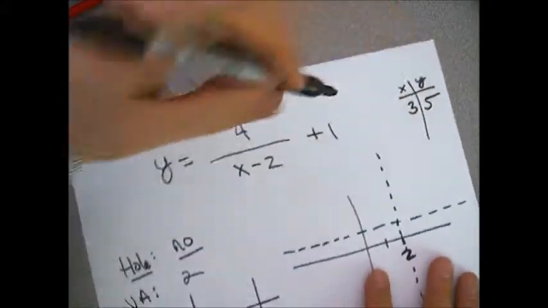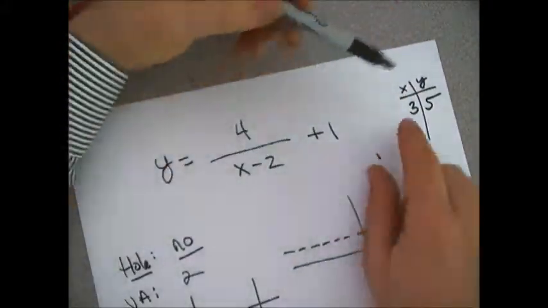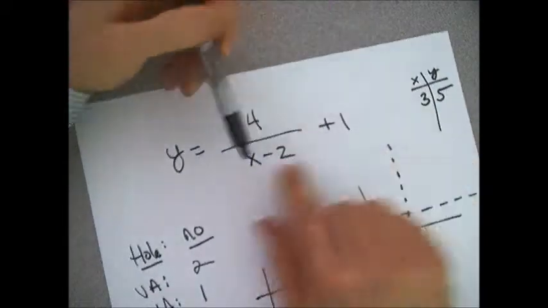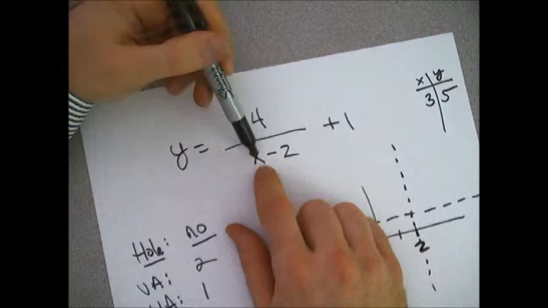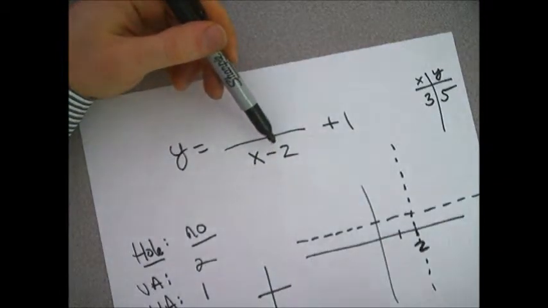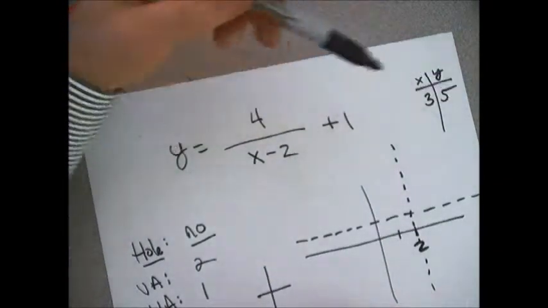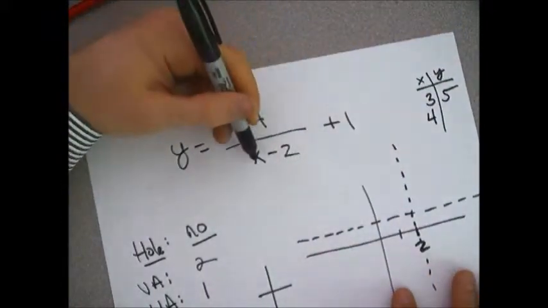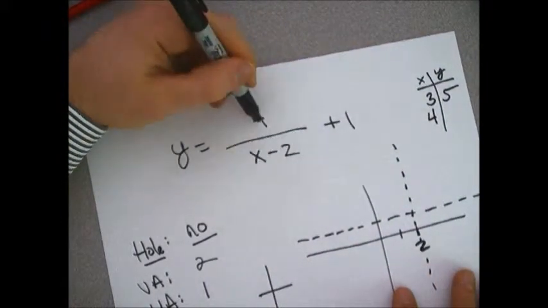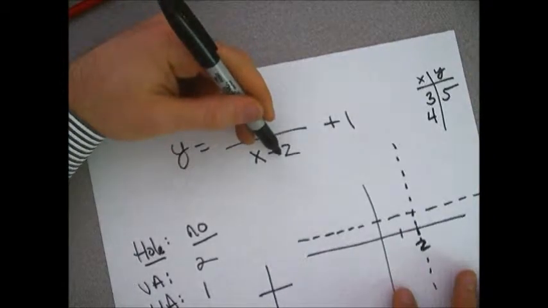How'd you get that? Let's go through it again. I didn't say that too well. Plug in the 3. 3 minus 2 is 1. 4 over 1 is still 4. And 4 plus 1 is 5. Let's plug in the next number. What else can I plug in? Let's plug in a 4. 4 minus 2 is 2. 4 over 2 is 2. And 2 plus 1 is 3.